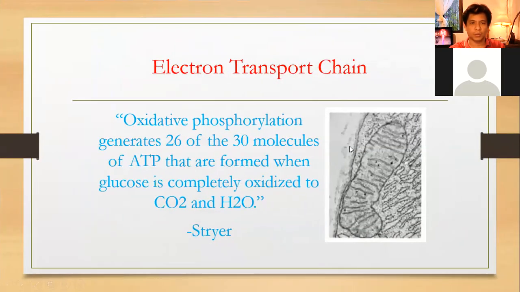Okay. So oxidative phosphorylation generates 26 of the 30 molecules of ATP. So dito nanggagaling yung 26 out of the 30 molecules of ATP that are formed when glucose is completely oxidized to carbon dioxide and water. So siyempre, if you're going to trace, saan ba nanggaling yung apat pa? So yung dalawa galing glycolysis, yung dalawa pa, yung GTP, na actually nako-convert din sa ATP sa Krebs cycle. Pero yung 26, galing yun sa electron transport chain.